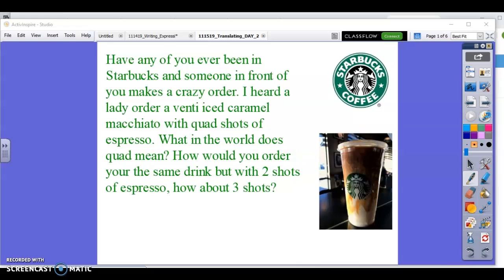How would you order the same drink but with 2 shots of espresso? How about 3 shots? So go ahead and press pause, write your answer down in your notebook, and then we'll go over it.